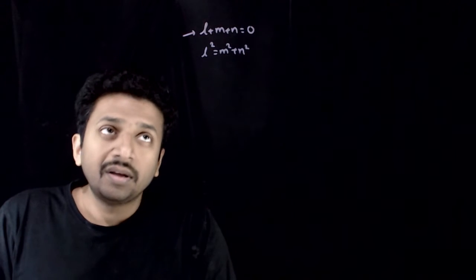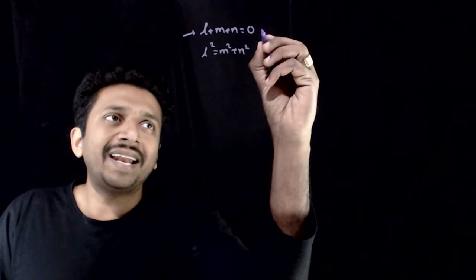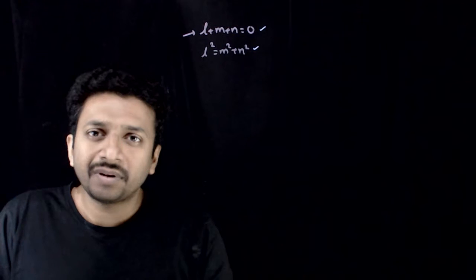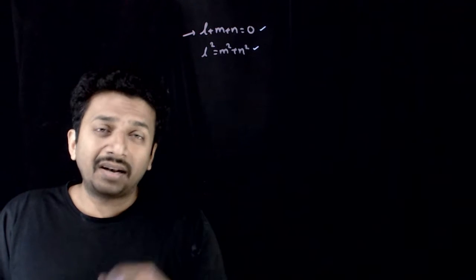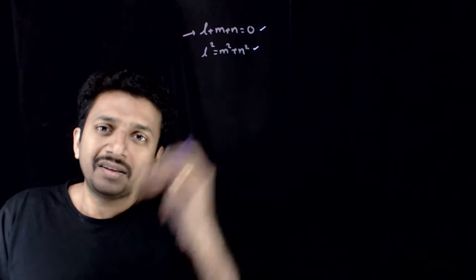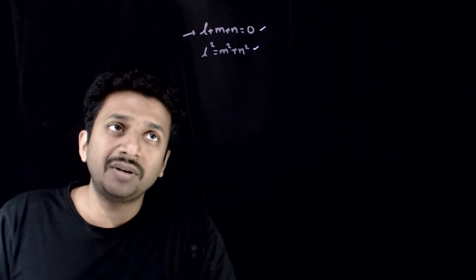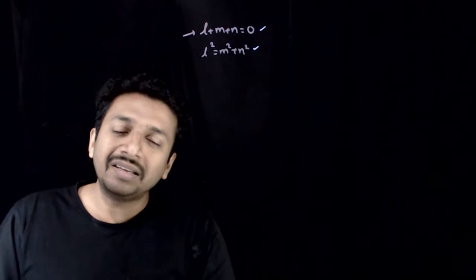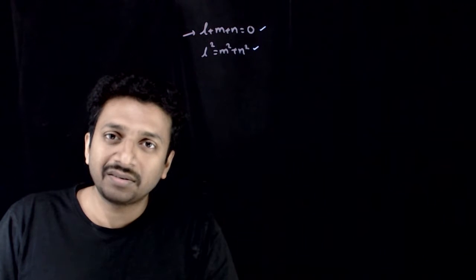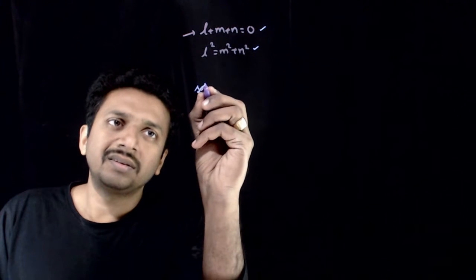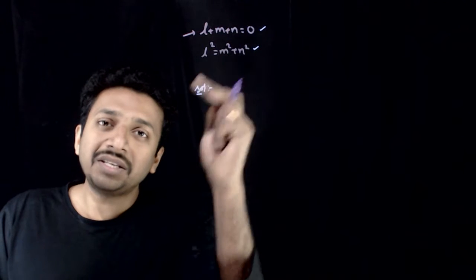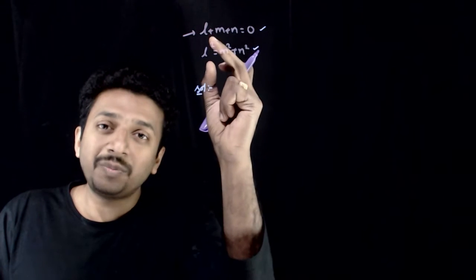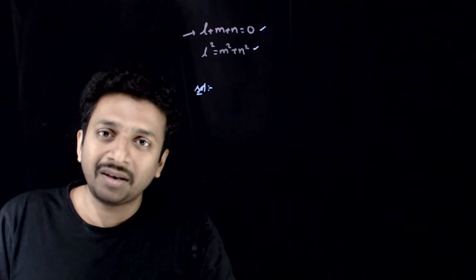So welcome students. In this question you're given that the direction cosines of two lines are related by the relation l + m + n = 0 and l² = m² + n². You're asked to find the angle between those two lines. So if these two conditions are valid, what should be the values of l, m and n?